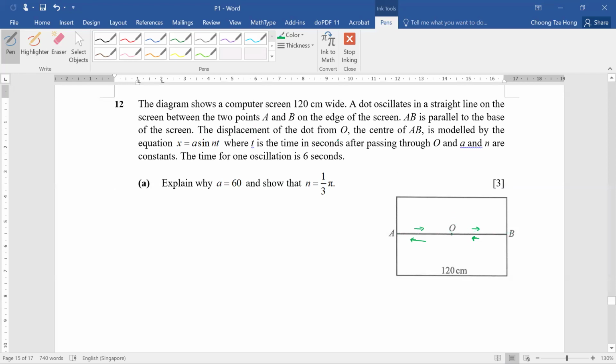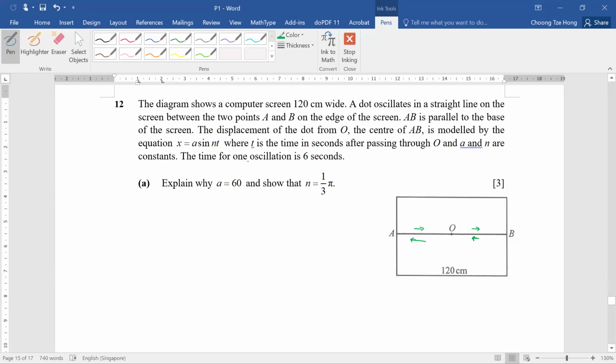So the displacement of the dot from O, the center of AB, is modeled by the equation x equals A sine nt, where t is the time in seconds after passing through O, and A and n are constants. The time for one oscillation is 6 seconds.